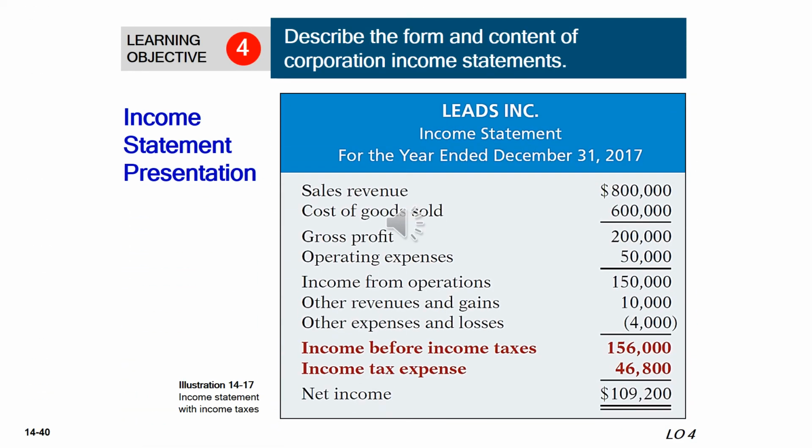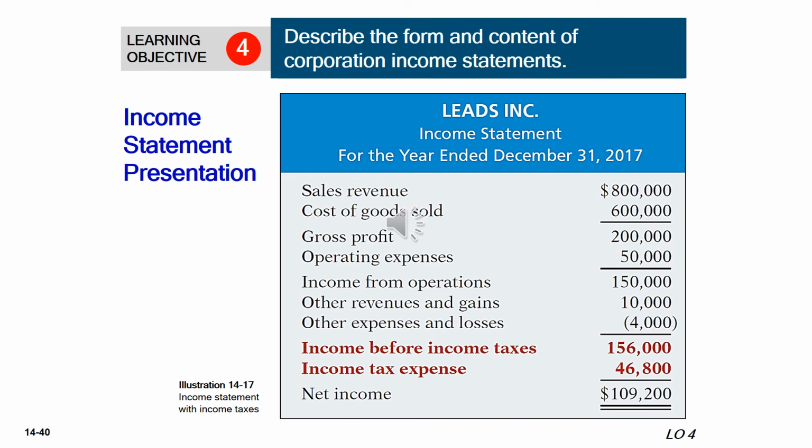Finally, we're going to move on to the fourth and last learning objective of today's lecture, which is to describe the form and content of corporation income statements. You might be familiar with income statements from your study in Accounting 1, but here we're going to revisit this really quickly and see how income statements are represented with income taxes. This is for Leeds Incorporation, their income statement for the year ended December 31st, 2017.